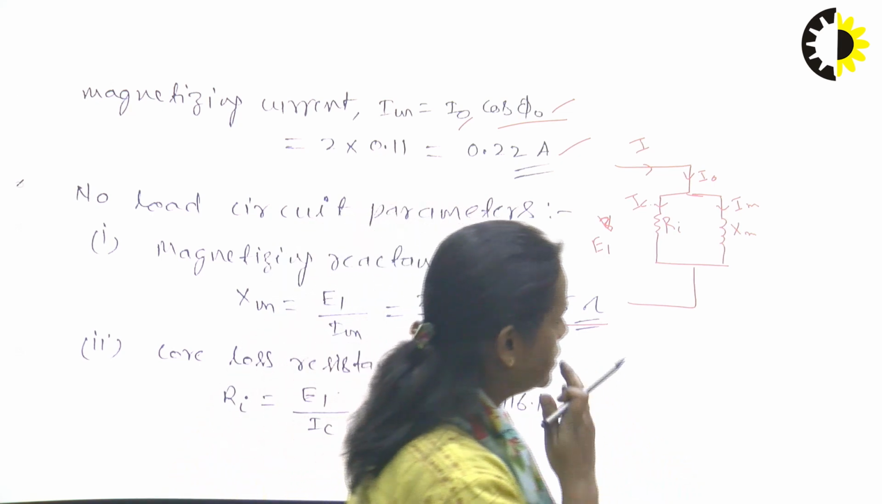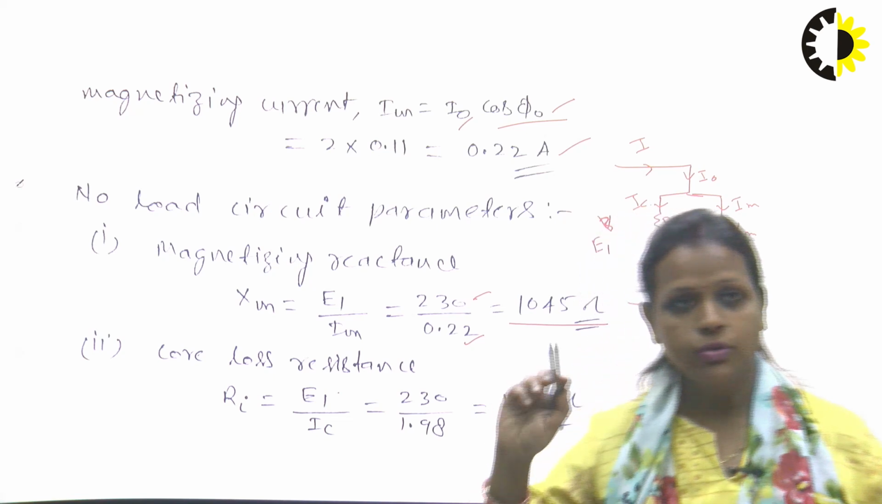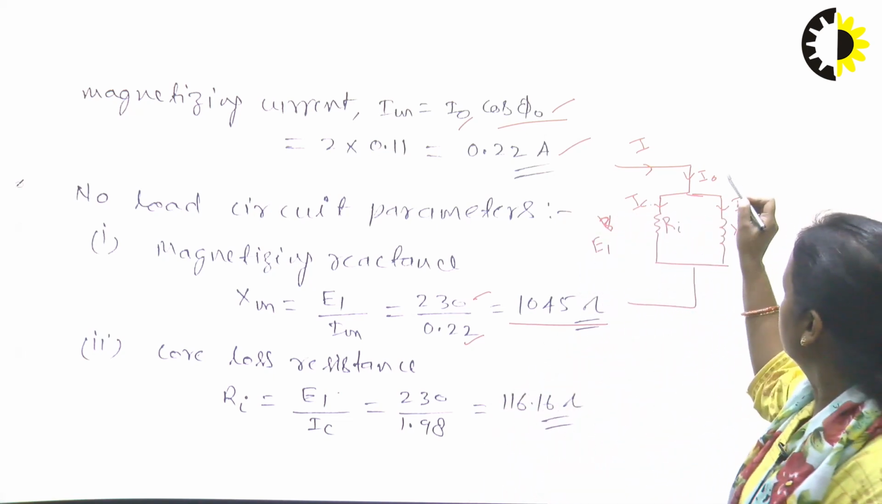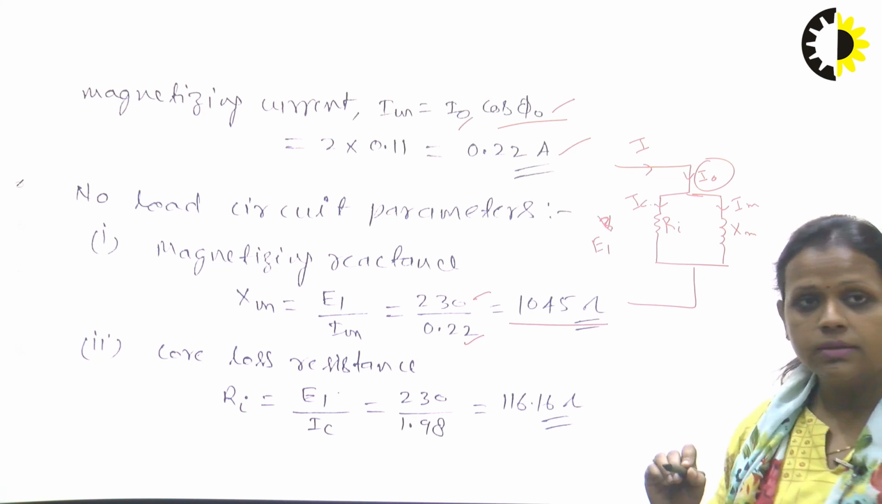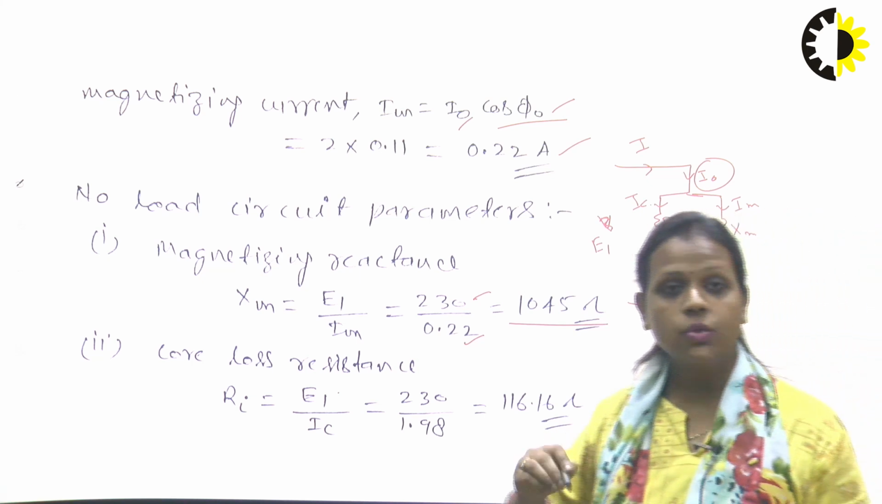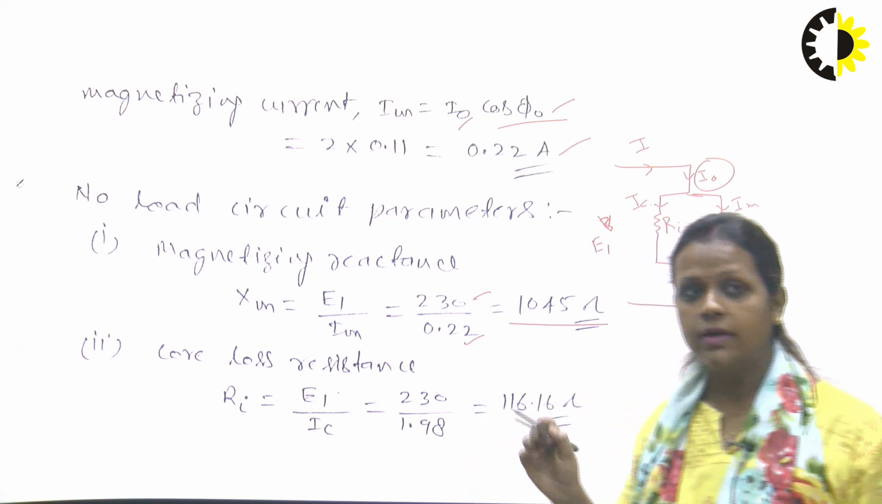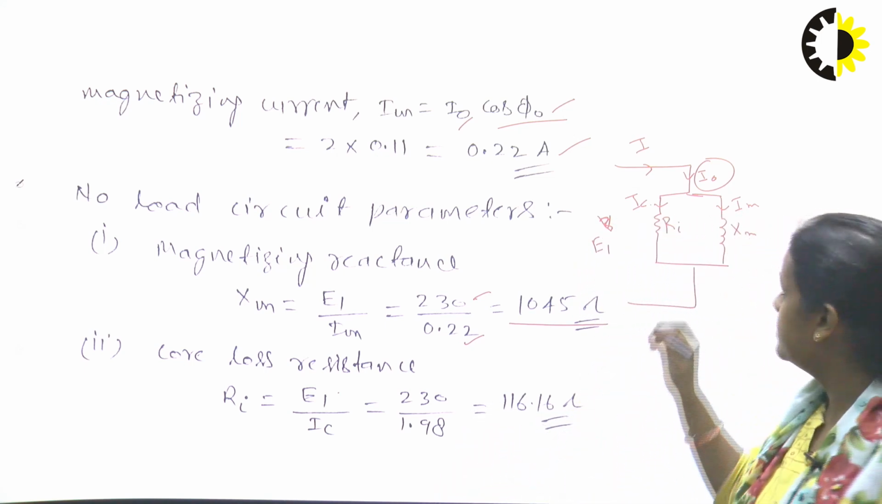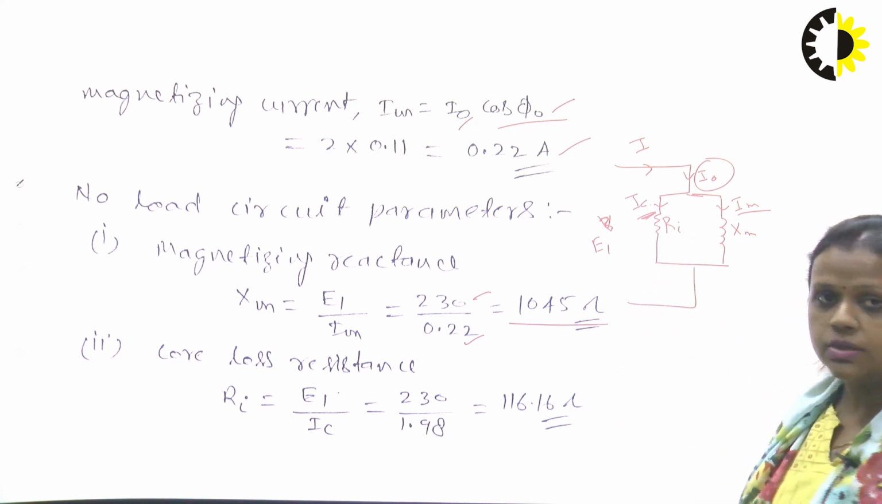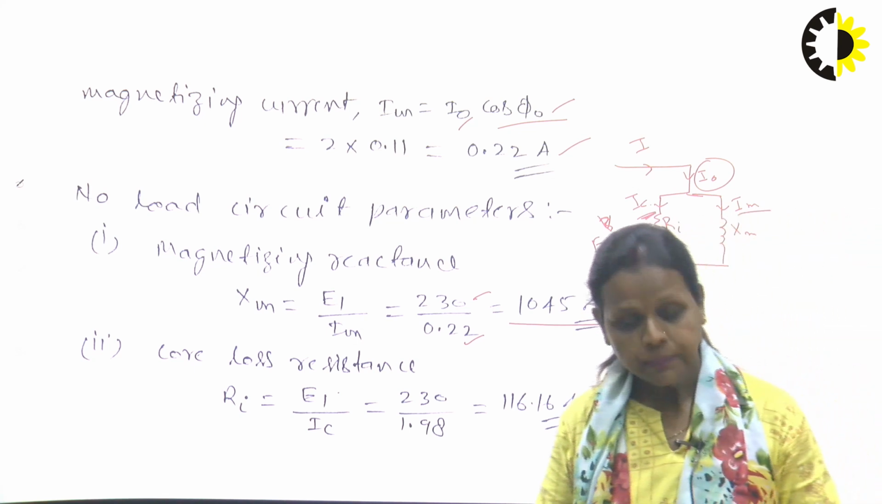So this is the equivalent circuit for the no load condition. This is I naught, the no load primary current, and it is getting divided into IM and IC. This is the magnetizing current, and this is the current responsible for the losses, right?